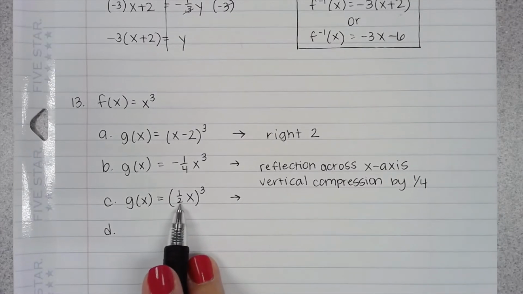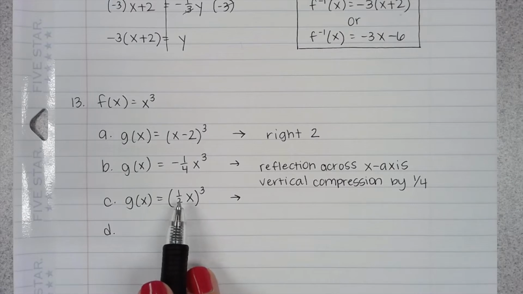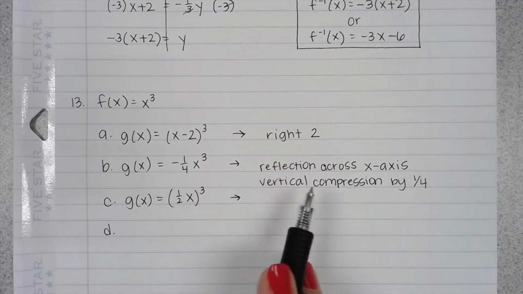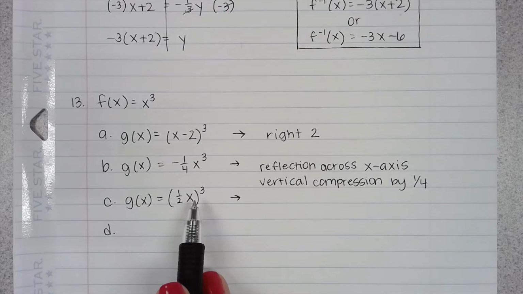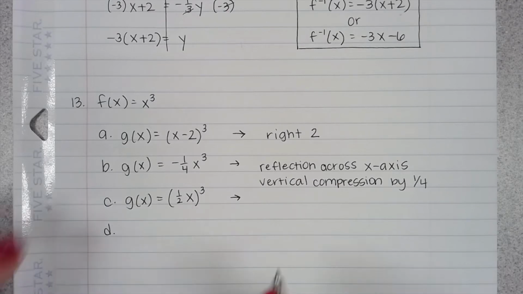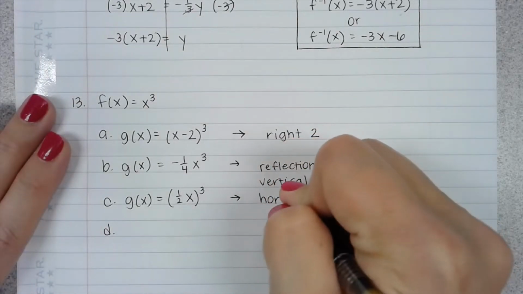The 1/2's on the inside, so it's horizontal. Horizontal transformations are always on the inside. And then it's a fraction, so normally fractions mean compressions, but when it's a fraction on the inside, it's the opposite, because inside is opposite. So this is going to be a horizontal stretch.